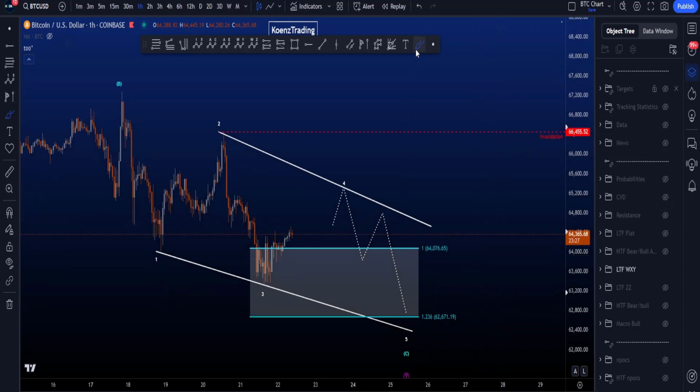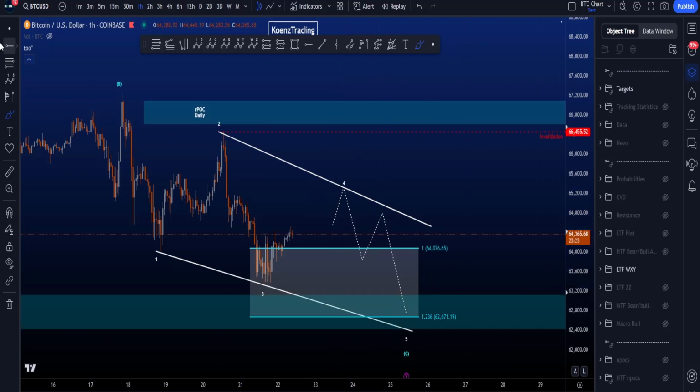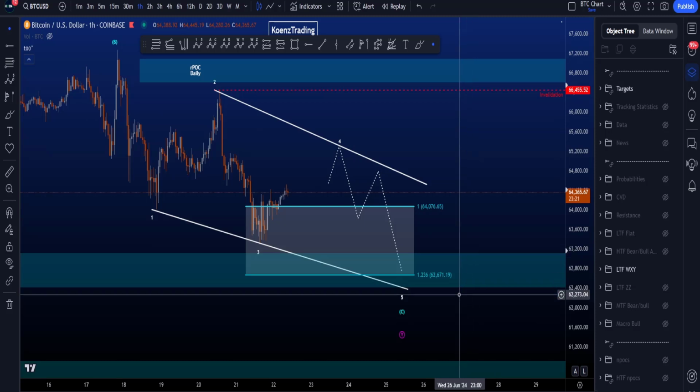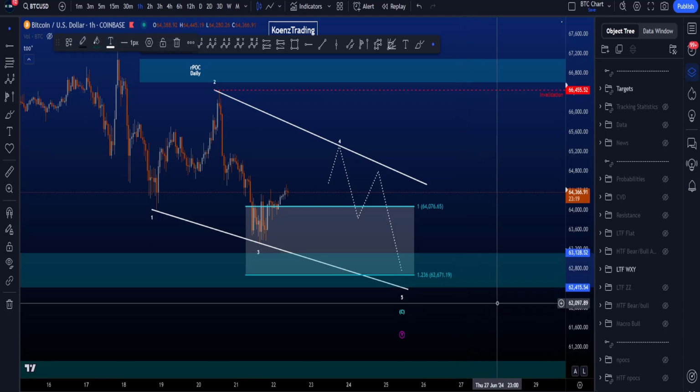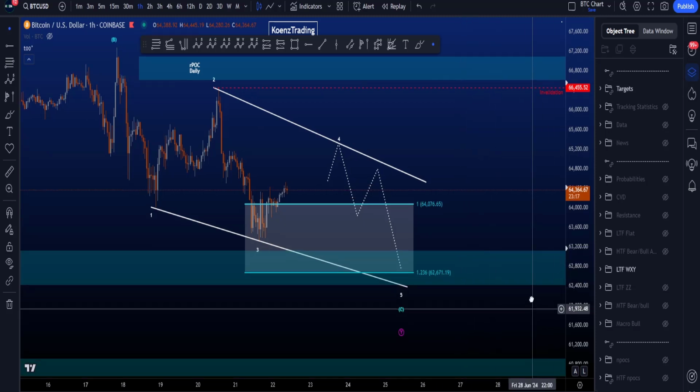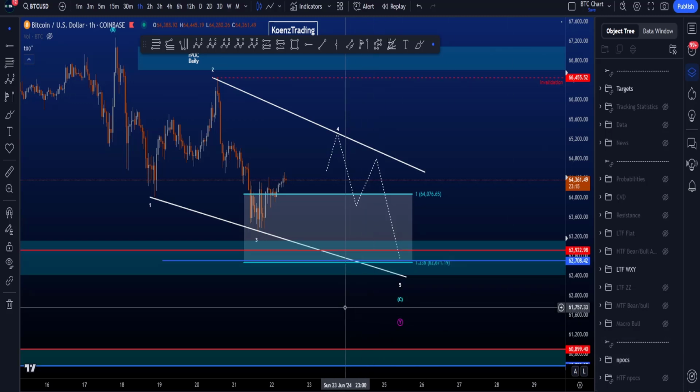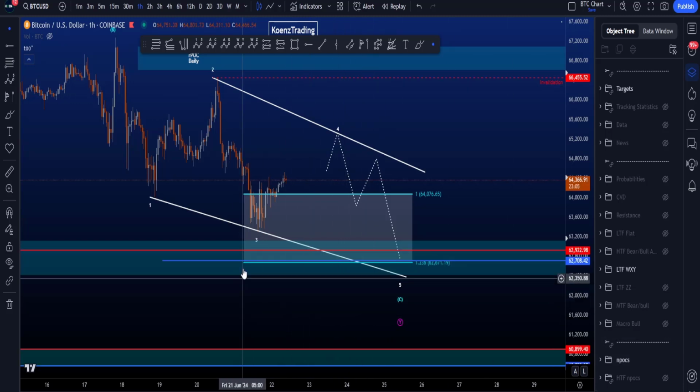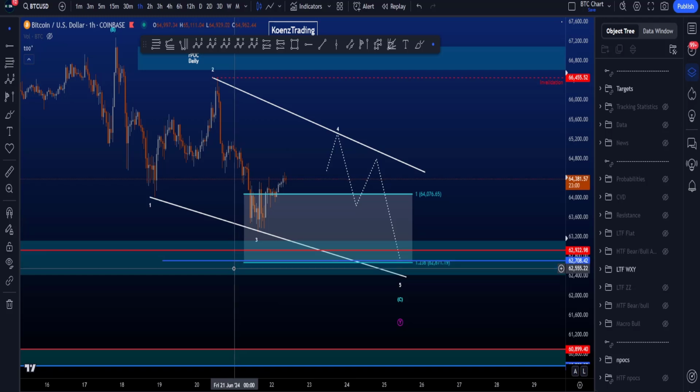65.5k. After 4, we then look for a move to the downside in a wave 5 to touch the support area that we have just below us, 62.4k to 63.1k, and most notably the two levels here are the point of control at 62.9k and the value area low of the big range that we've been in for weeks now at 62.7k.